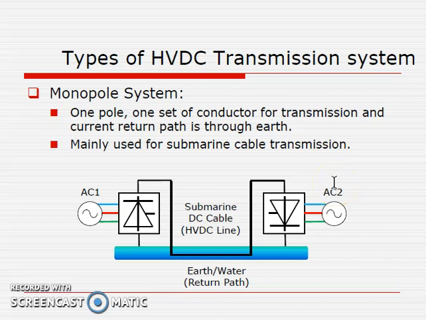Types of HVDC transmission system. Monopolar system: one pole, one set of conductor for transmission, and the current returns through the earth. Mainly used for submarine cable transmission lines. This is the one-cable design. Only one conductor is required, and the earth is the return path. This is one type of the HVDC system.